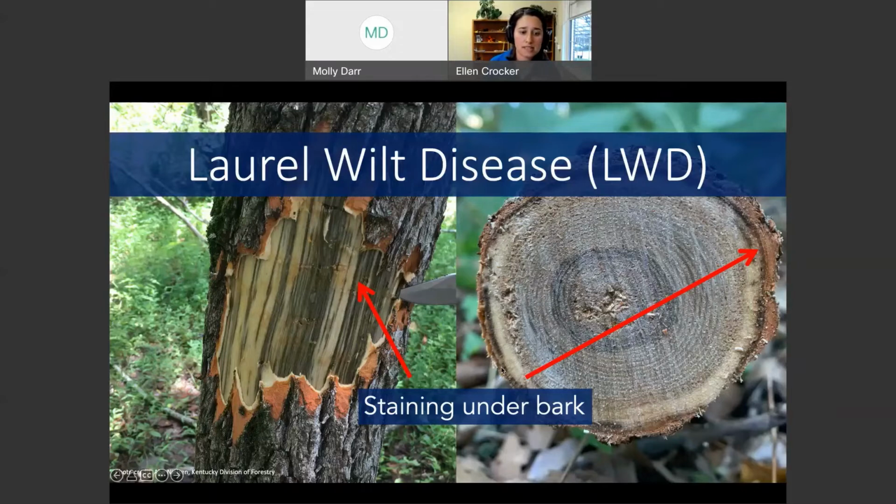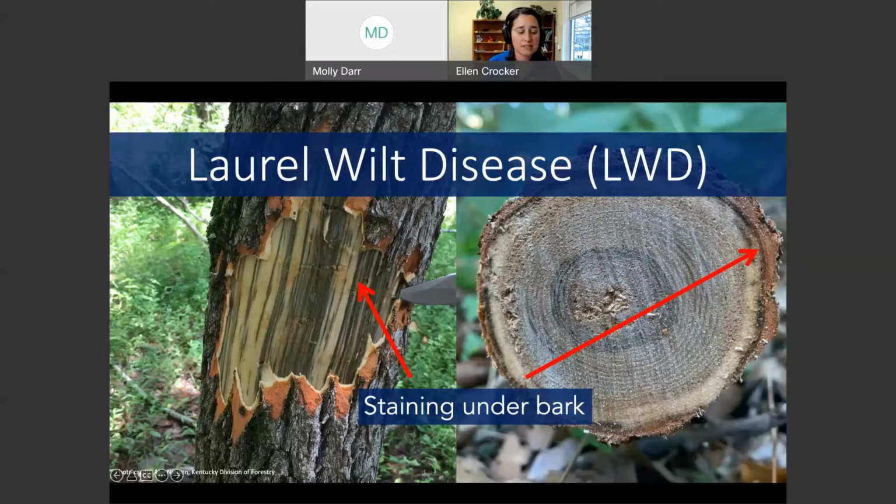Here's just a cross section. You can also see that staining that way because this is a destructive sampling method. So it's something I really only do when that tree is pretty dead or close to it.